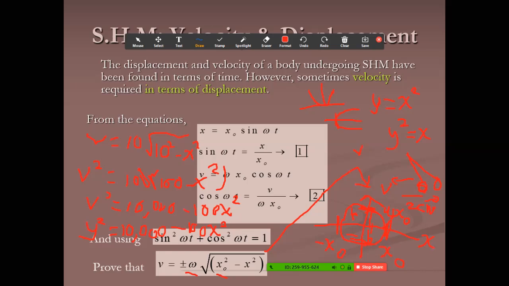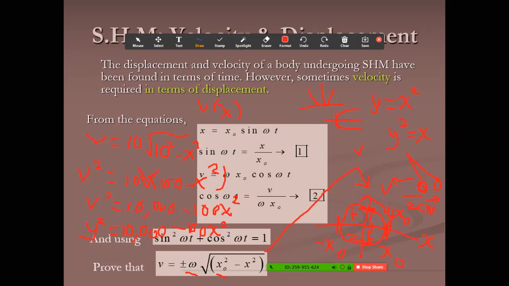So this is velocity versus displacement. You're going to make a circle. You always get 2 answers because of the square root, plus minus answers. So V equals omega square root of X naught squared minus X squared. Okay, so when do you use this formula? When they're asking for velocity at any given displacement, you use this formula.